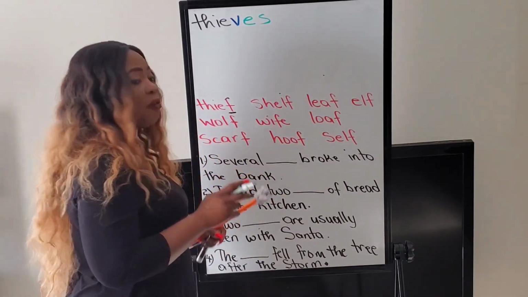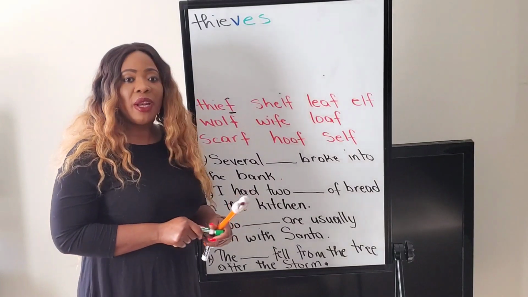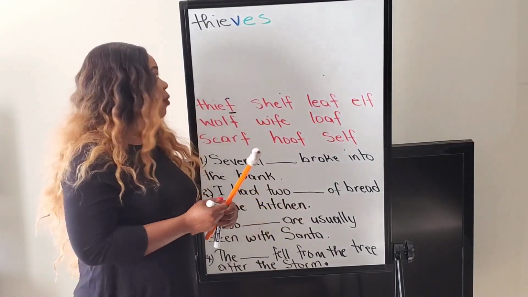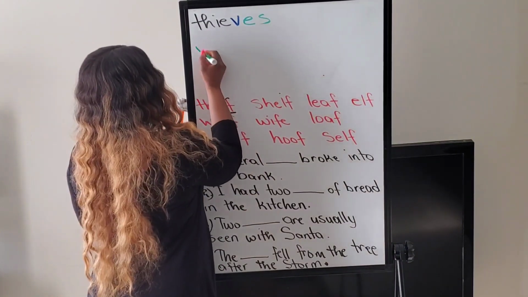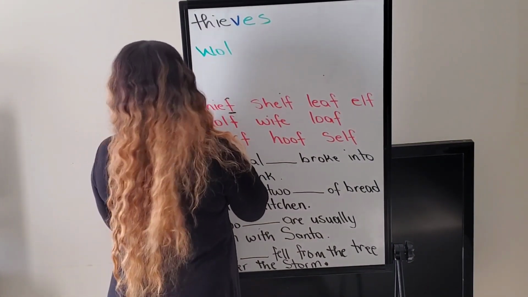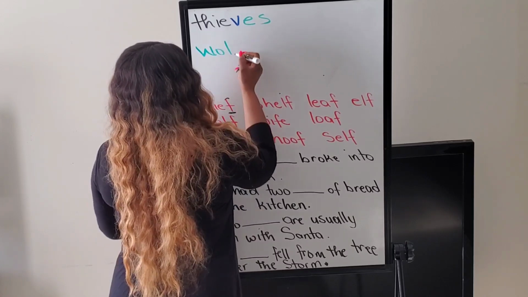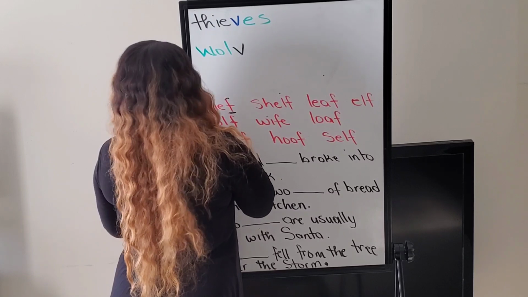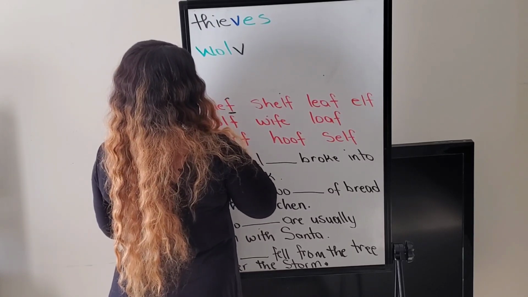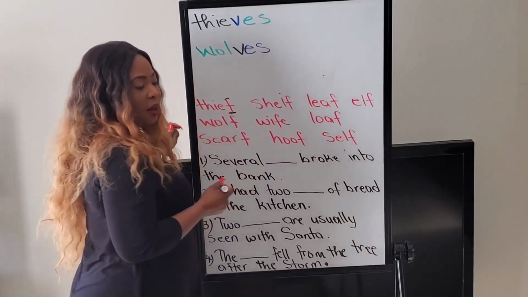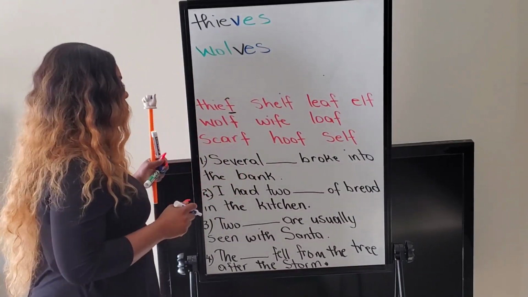All right, we have one wolf was running in the park, but then it called its family and there were several wolves. So remember, instead of the F, you'll change that to V, and then you will add your ES, like magic, okay? Got that? I'm doing one more for you.